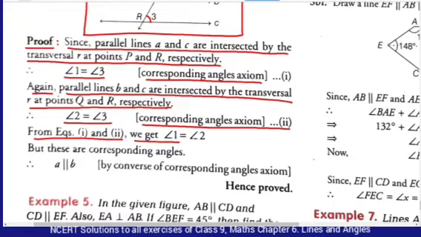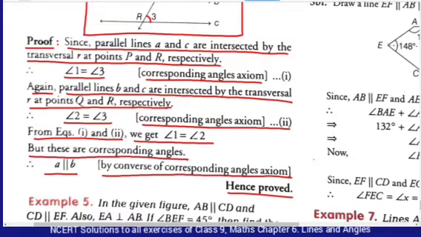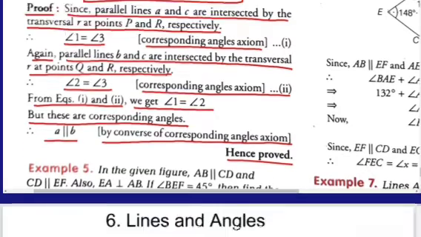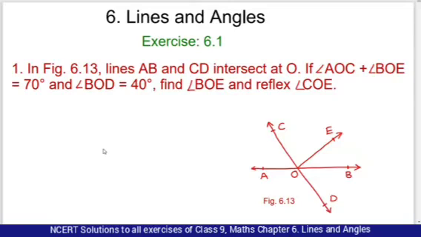From equation 1 and 2, we get angle 1 is equal to angle 2. But these are corresponding angles. Therefore, A is parallel to B by the converse of the corresponding angles axiom. Now, we will solve exercise problems.